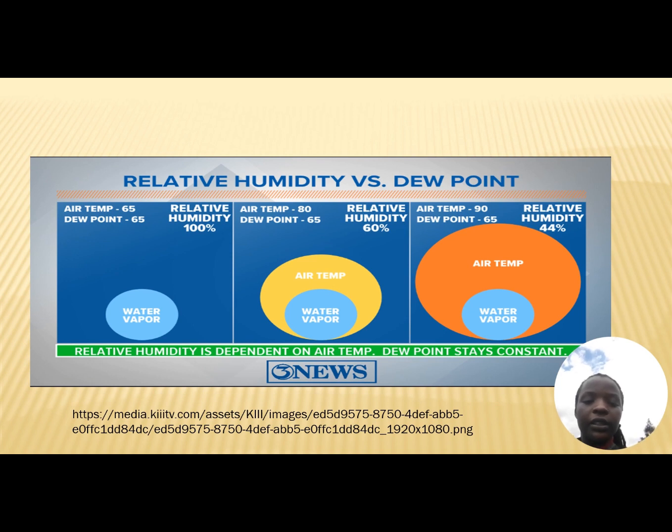Relative humidity is dependent on air temperature. Dew point stays constant. This means that the dew point always stays constant, but the air temperature changes.